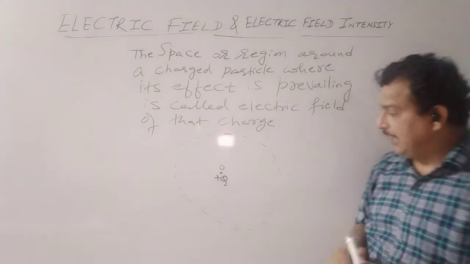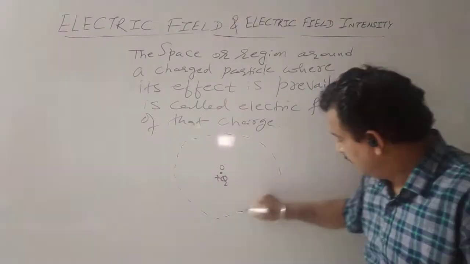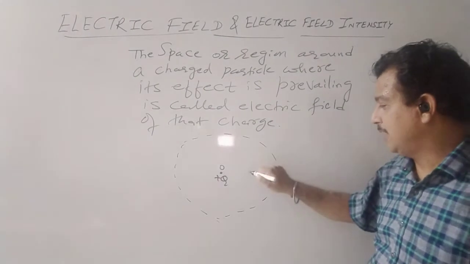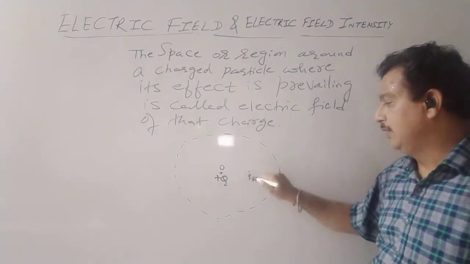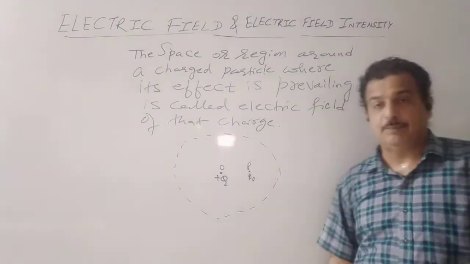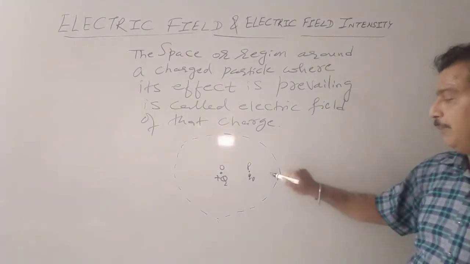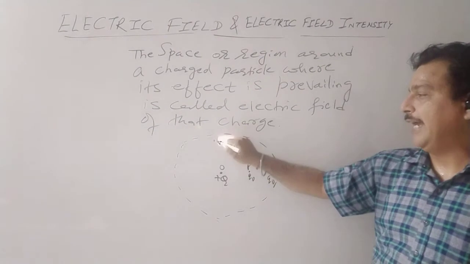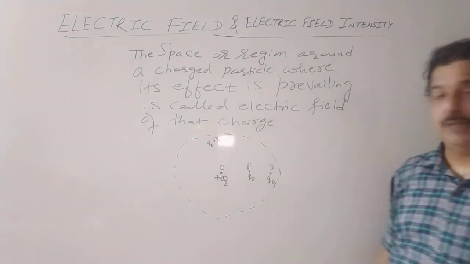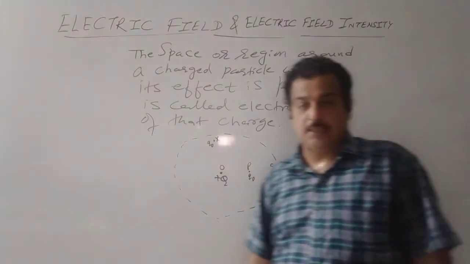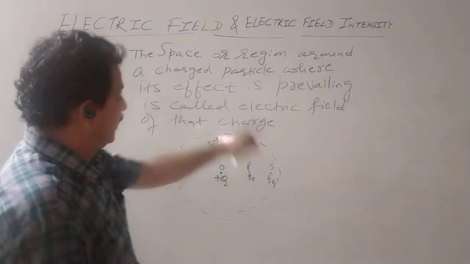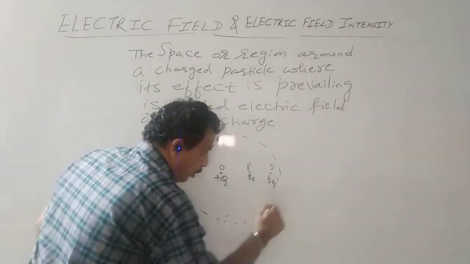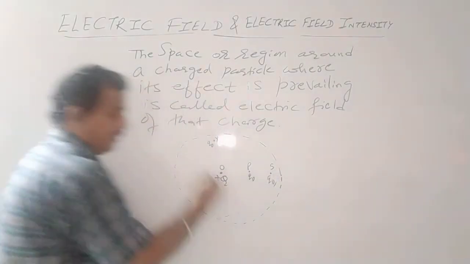Now, if I keep another charge, let us assume the another charge kept is Q0 at different points, say point P, say point S, say point X. I am keeping Q0 charge in the electric field of this plus Q charge.